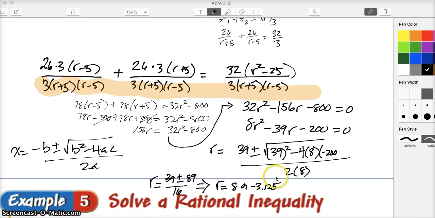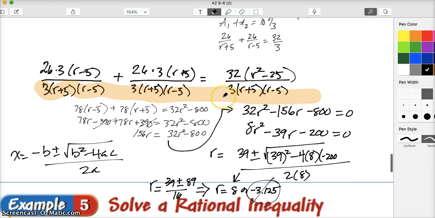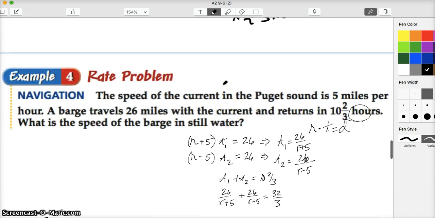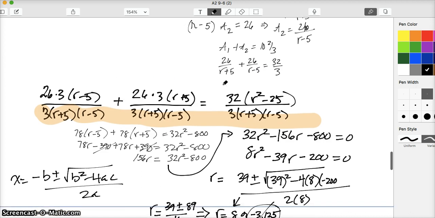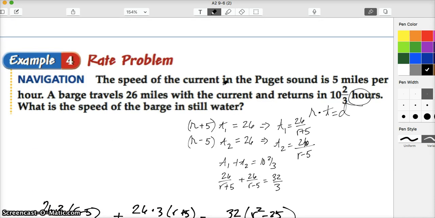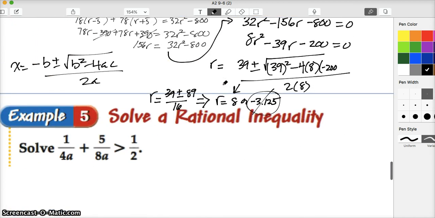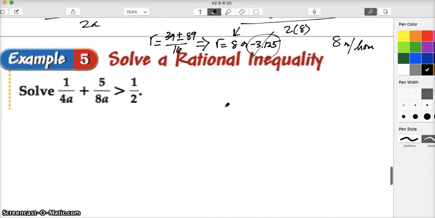And since you can't have a negative rate, that just doesn't make logical sense. It makes sense that the rate of the barge, didn't you forget what we were doing? Me too. The rate of the barge in still water was 8 miles per hour. 8 miles per hour. Let me write that down. And I said I could do that in a couple of minutes in that last video, but I couldn't have. It took a long time.